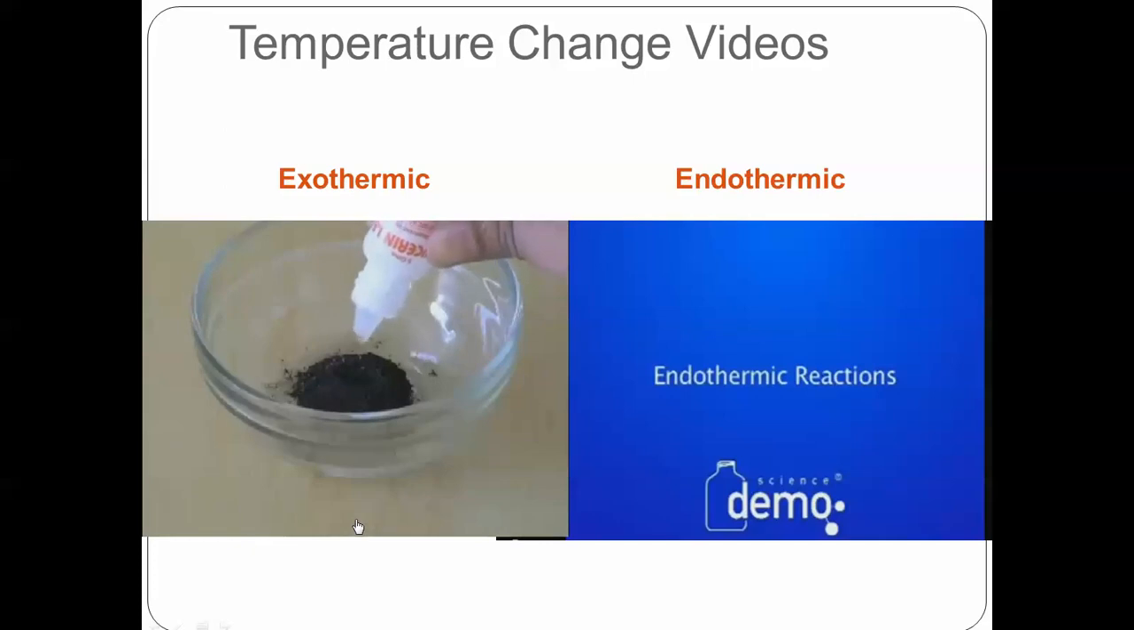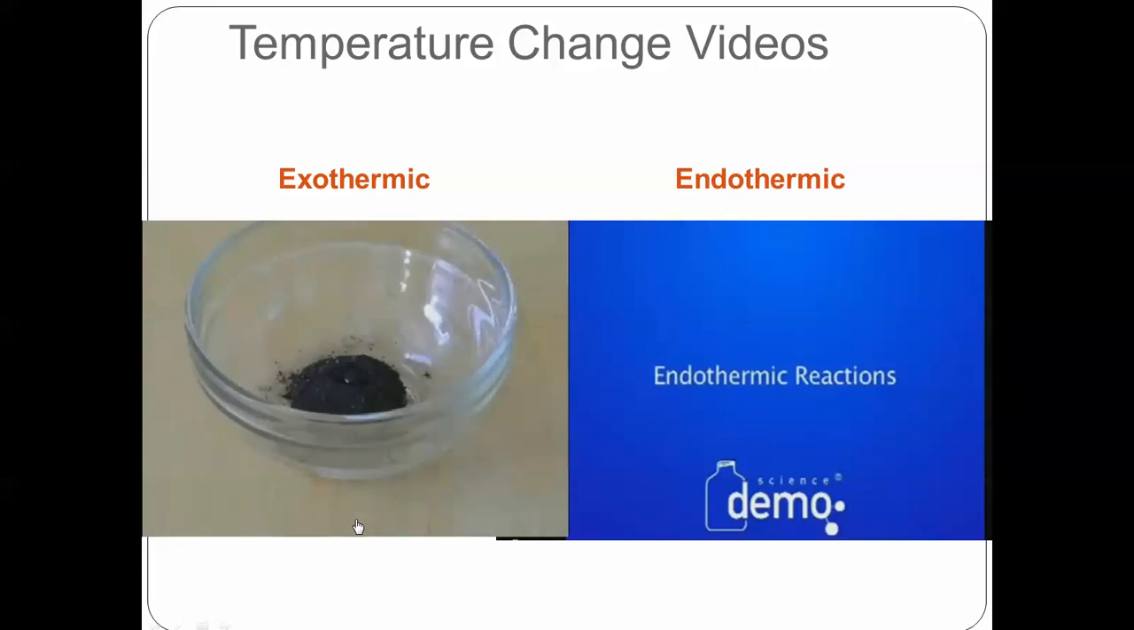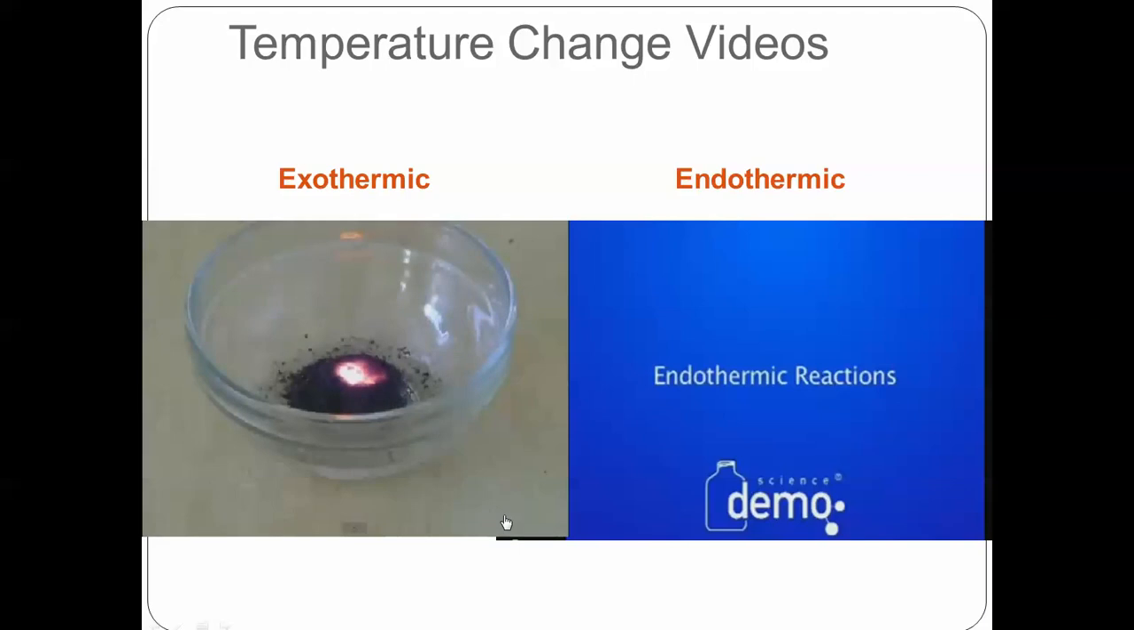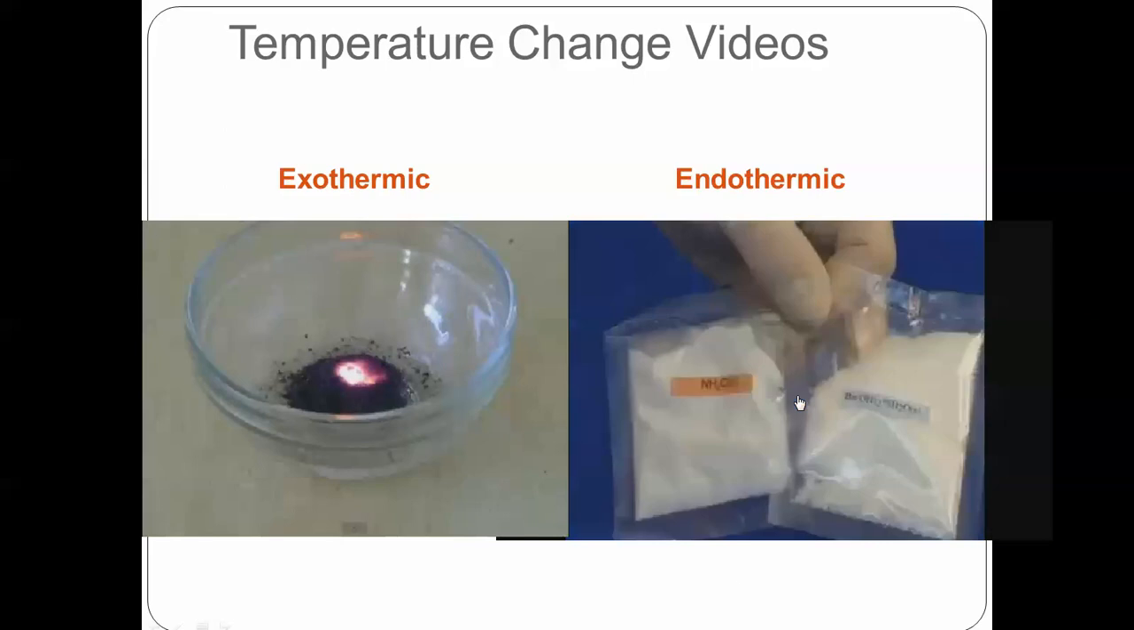In this experiment, we have potassium permanganate in solid form with glycerin added to it. It's an exothermic reaction. Heat is given off, as is light. In this one, we have an endothermic reaction.